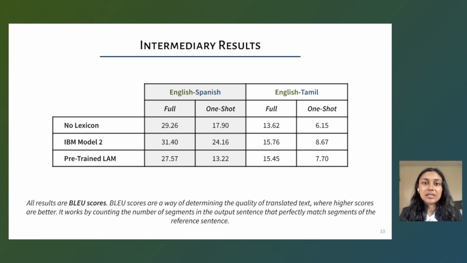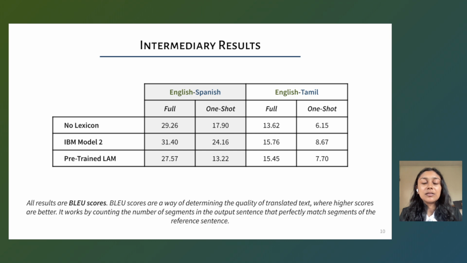Due to the time constraints of this project, we do not have final results yet, but we do have some intermediary results to showcase. We test across two splits, one with a full test dataset and one with only sentences containing words seen once in the training data. This data is in terms of BLEU scores, where higher is better and a difference of 1 point is significant. As you can see, our model still lags behind the performance of the statistical lexicon by quite a bit.